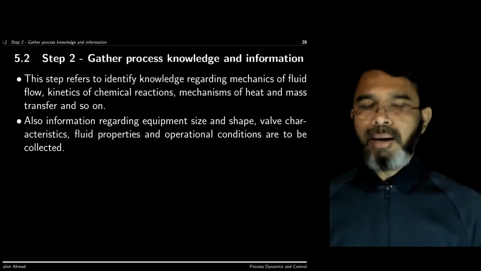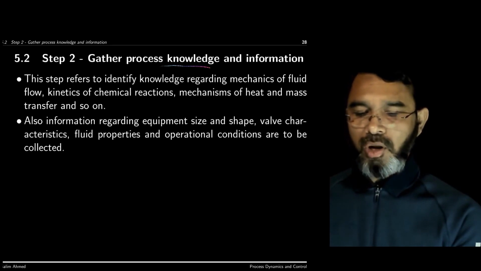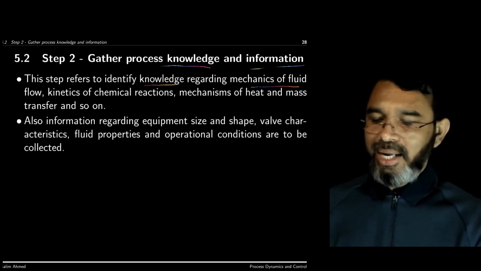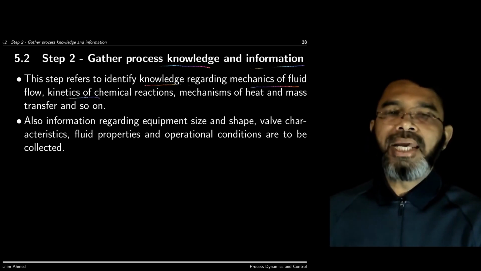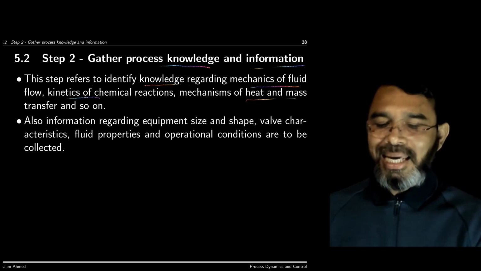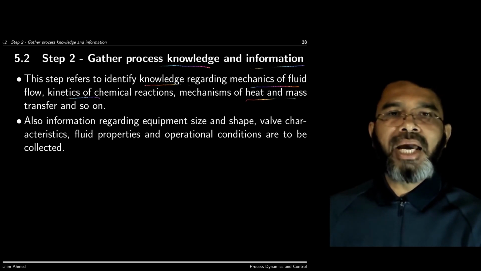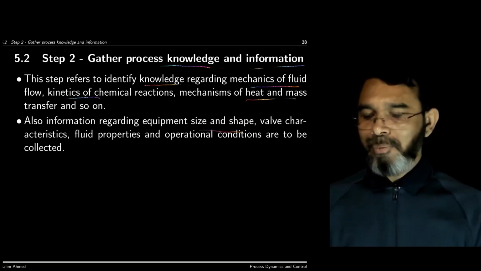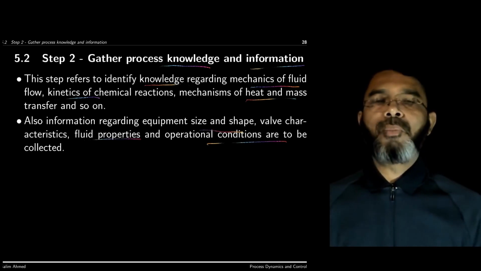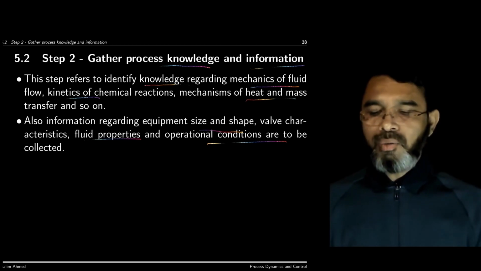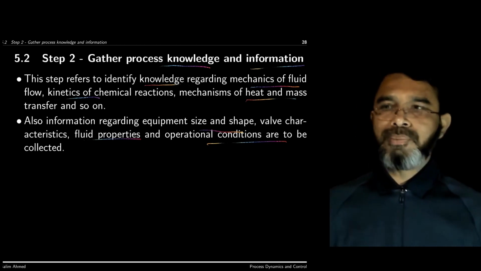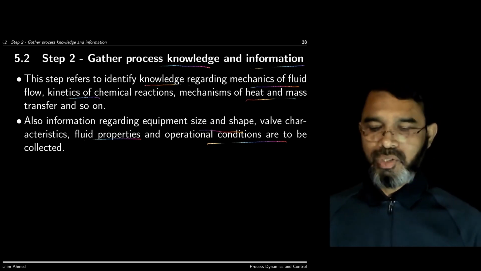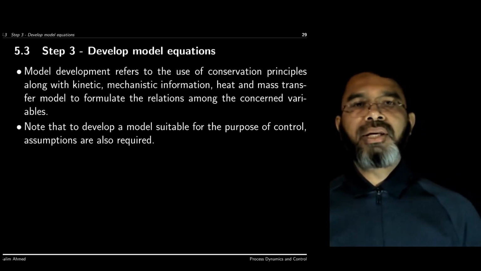Now, step 2 in the modeling procedure is gathering process knowledge and information. This step refers to identifying the knowledge regarding mechanics of fluid flow, kinetics of any chemical reaction involved, and if there is heat and mass transfer, we need to know about the mechanisms for heat and mass transfer. Also, we'll need the size and shape of equipment, valve characteristics, fluid properties, and the operational conditions for the process. Now, this information will be very problem specific, and you need to gather all the related information for that particular process.